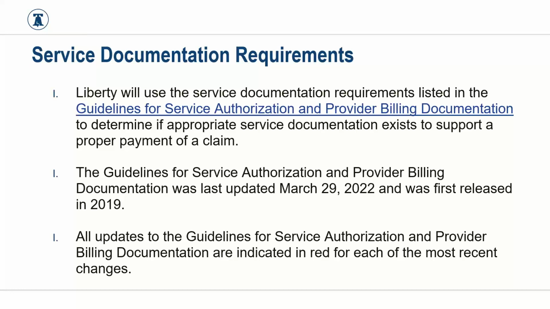The guidelines for service authorization and provider billing documentation was developed some time ago with stakeholders, including providers. Providers shared their current documentation and information that they were collecting at that time and maintaining. The first release of this document was in 2019, and it's been updated over time with the last updated version dated March 29, 2022.